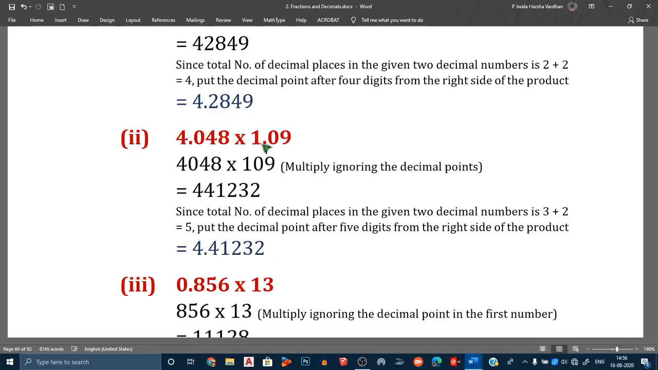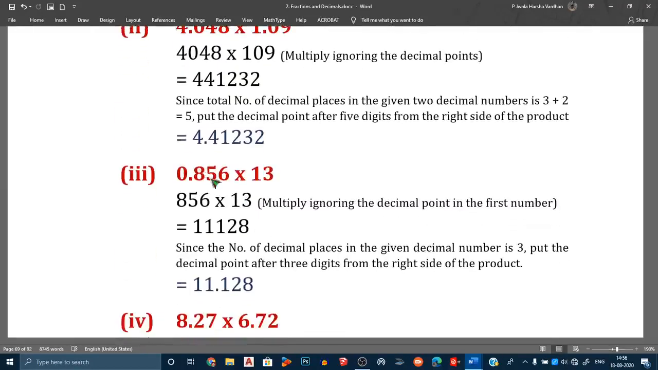You can estimate directly also. 4 ones are 4, you will get. That's why you will get the point here: 4.41232.